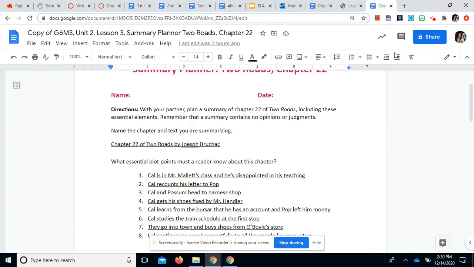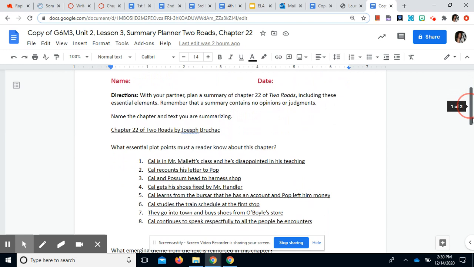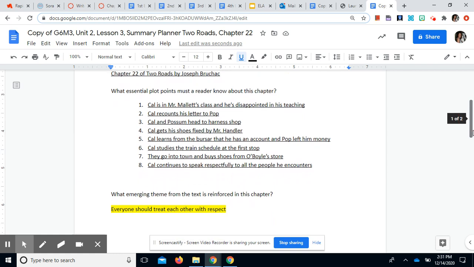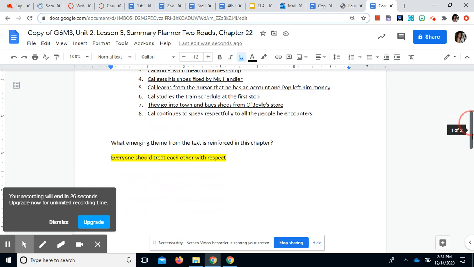So on Friday, we worked on this summary planner together where we listed what was being summarized, chapter 22 of Two Roads by Joseph Bruchac. Oh, I didn't spell it correctly. How about that? There we go. And then we listed essential plot points from chapter 22, followed by the emerging theme, which is that everyone should treat each other with respect. You had the task of coming up with text evidence to support that theme, and then you need to put all of that information together into a summary.